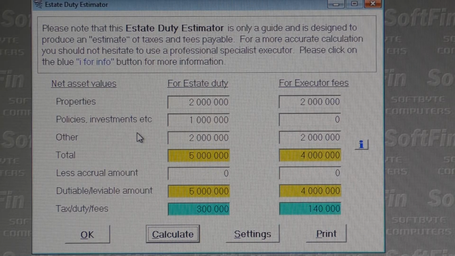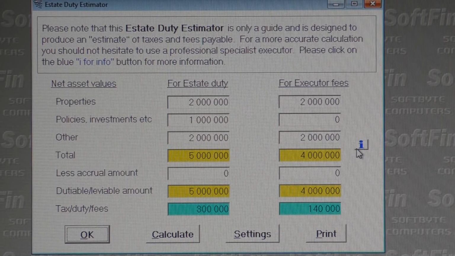The client has life policies worth 1 million, but the spouse is the beneficiary, so no executor's fees apply to this asset. Other assets worth another 2 million Rand go into the estate. The calculator shows the estate will need to pay a total of 440,000 Rand in estate duty and fees. Some sort of financial planning should be done to reduce this amount, or a policy written to cover the debt.